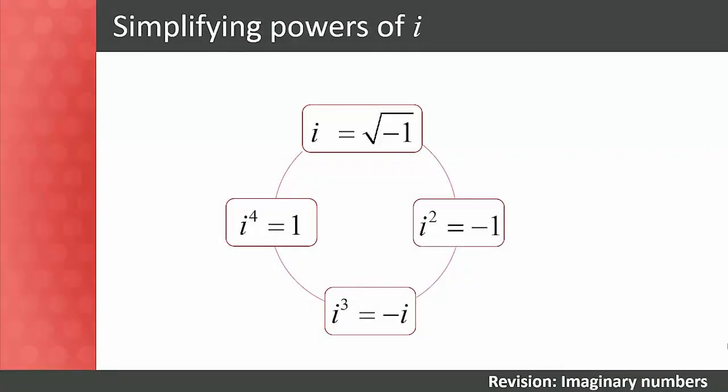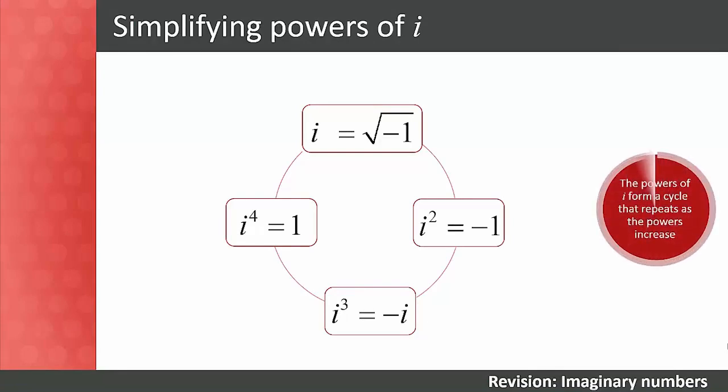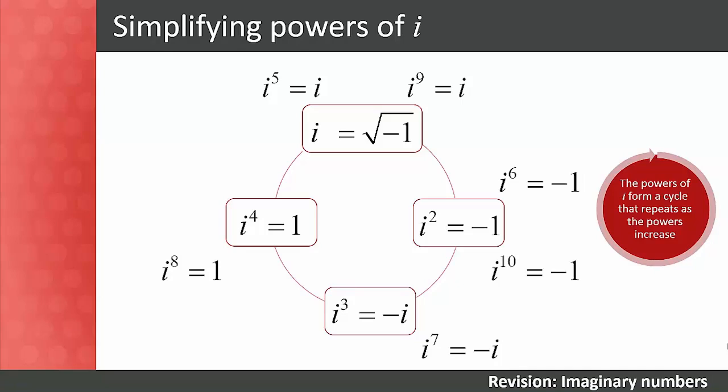A diagram such as this one can be a useful tool to help students working with powers of i. Here we can see how the powers of i form a cycle that repeats as the powers increase. So we have i to the power of 5 equals i, i to the power of 6 equals -1, i to the power of 7 is equal to -i, i to the power of 8 equals 1, i to the power of 9 equals i, i to the power of 10 equals -1, i to the power of 11 is equal to -i, and i to the power of 12 equals 1, and so on. Let's have a look at a video of another example.